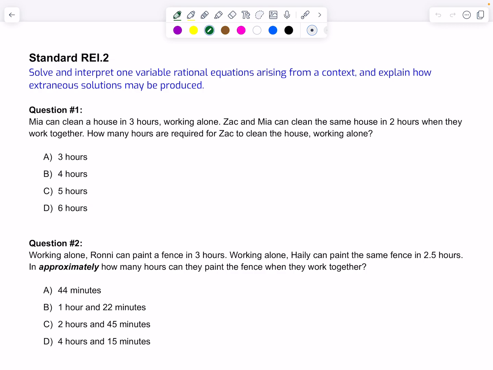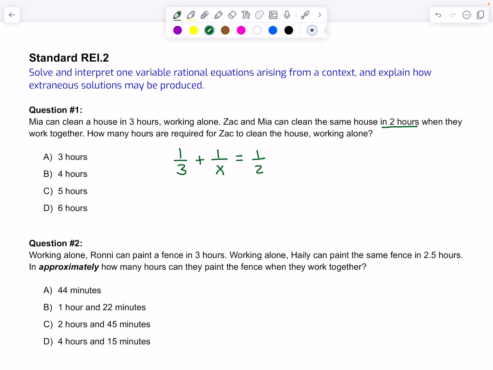So let's set up that Maya can clean one house in 3 hours, combined with Zach's time that we don't know. So let's put one house in x amount of time. And then we do know that working together, they take 2 hours. So we're going to put 1/2 for their total time working together.